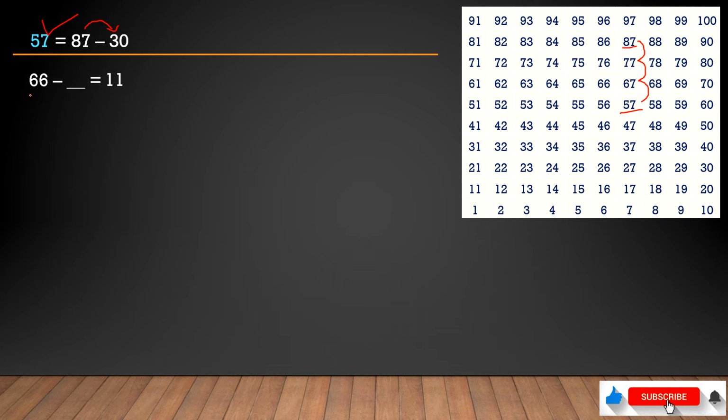Next example. 66. How much do we have to subtract to reach 11? This is 11. This is 66. Now the question is, in 66 how much do we have to subtract to reach 11? Another way to do it, we can add something to 11 and reach 66. Now we'll figure out how much we have to add. Okay, so we'll try with this approach. Here is 11, here is 66. We'll try to reach from 11 to 66 and see how many numbers we have to count.